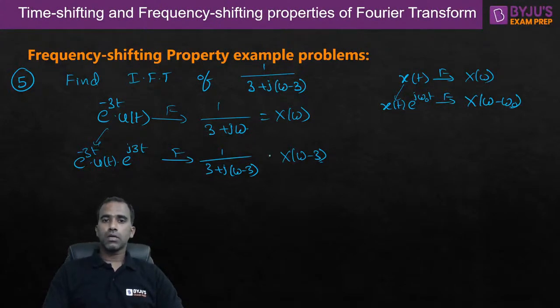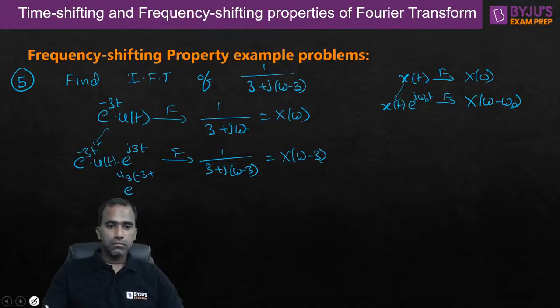That's it. We got the answer. The inverse Fourier transform of this function is e power minus 3t into u of t into e power j3. If you don't find this in the options, you can just rearrange it a little bit. E power 3, you can take it common, minus 3 plus, sorry, in the options, if you don't find this, you have to rearrange it.